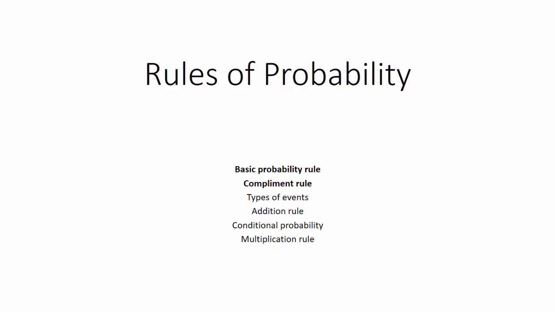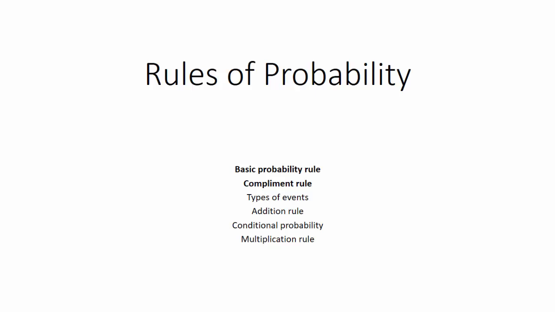Move on to the types of events to understand what's mutually exclusive and what's mutually not exclusive, extending on to understanding the addition rule, and then understand what's conditional probability, which helps understand the multiplication rule.